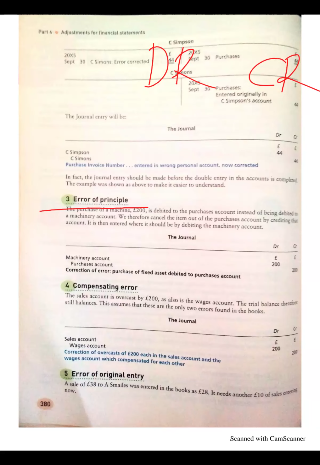By the way, the error of principle, we say that this is an error that is committed when you enter the transaction in the wrong account, and of course, this wrong account belongs to a different class, or these two accounts belong to different classes of accounts. That's how different it is from the error of commission. The error of commission, you are entering into the account which is belonging to the same class. Remember, the accounts are divided into different classes from what we said in the previous studies.